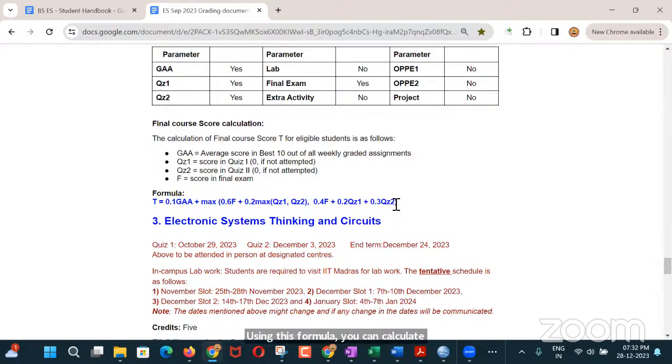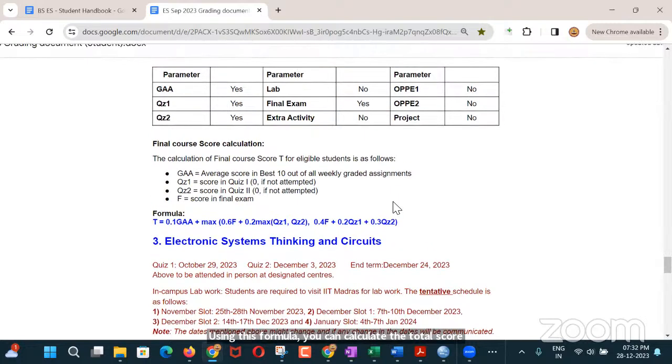And sir, will it reflect on the website whether I passed or not, the total calculation, or do I need to calculate on my own? No, you don't have to. You can calculate if you want, but it will be available in the dashboard soon, before registration. Okay, okay, sir.